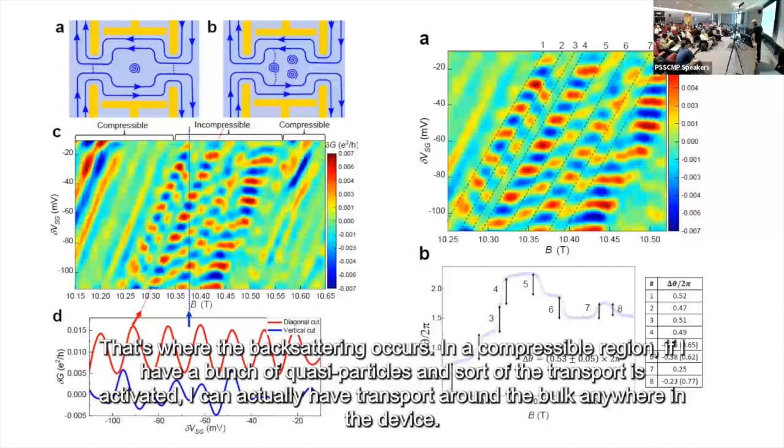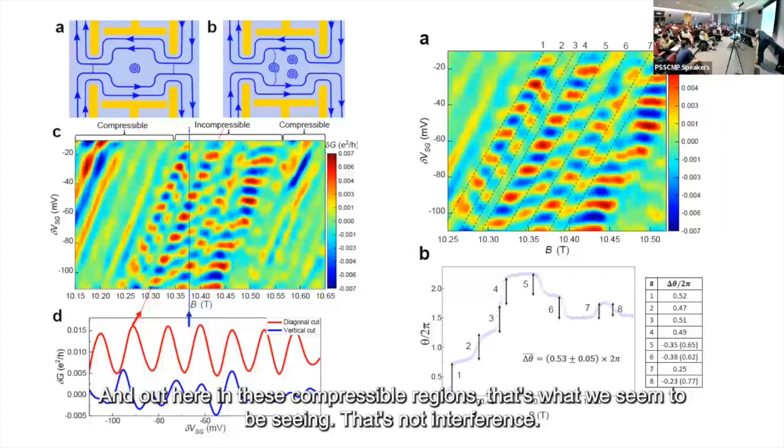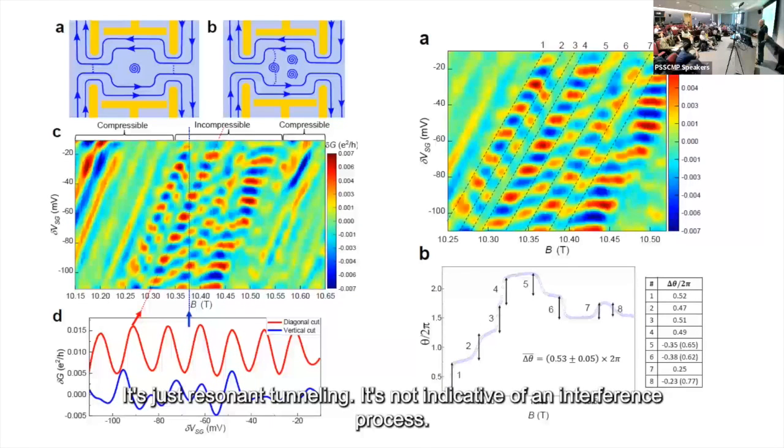In a compressible region, if I have a bunch of quasi-particles and the transport is activated, I can actually have transport to the bulk anywhere in the device. And out here in these compressible regions, that's what we seem to be seeing. That's not interference, it's just resonant tunneling. It's not indicative of an interference process.